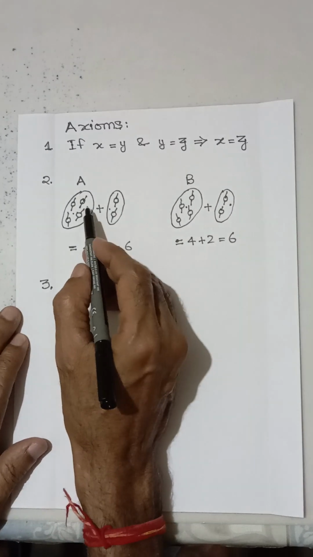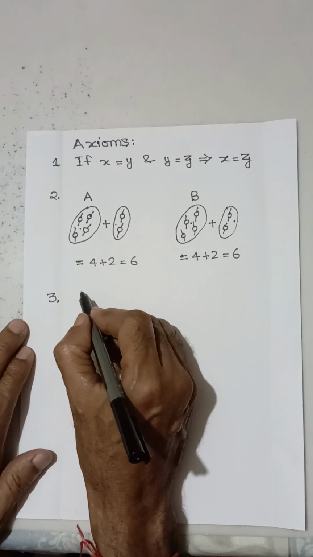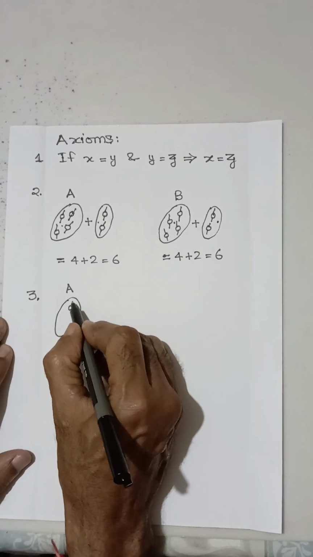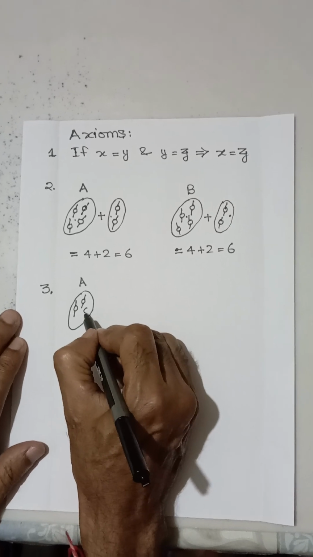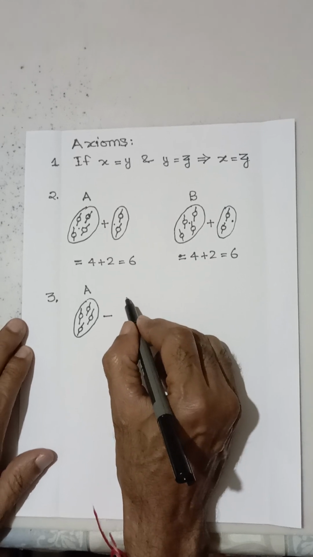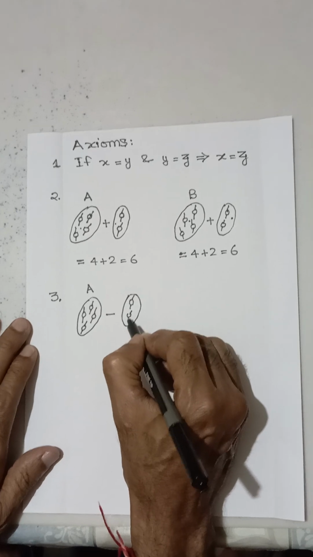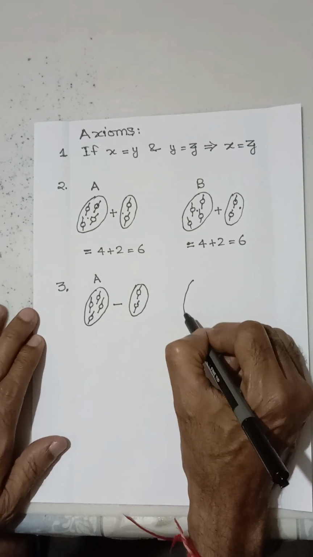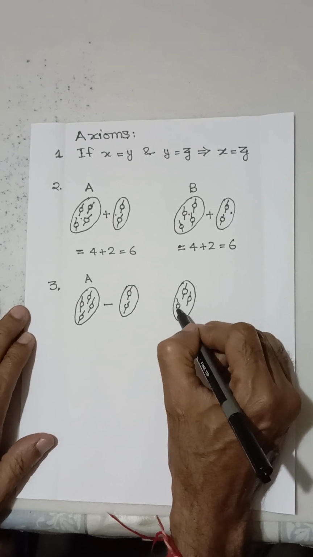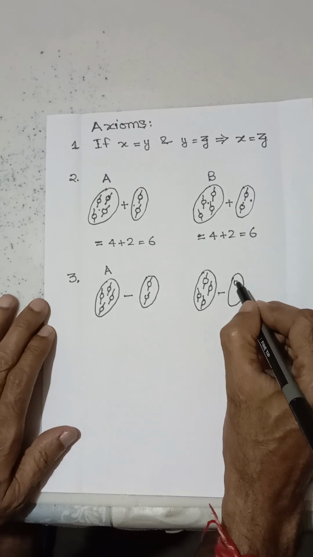It is similar to the second axiom, but in place of plus there is minus. Suppose A has 4 toffees and 2 toffees are subtracted from it. Similarly, B also has 4 toffees and 2 toffees are subtracted from it.